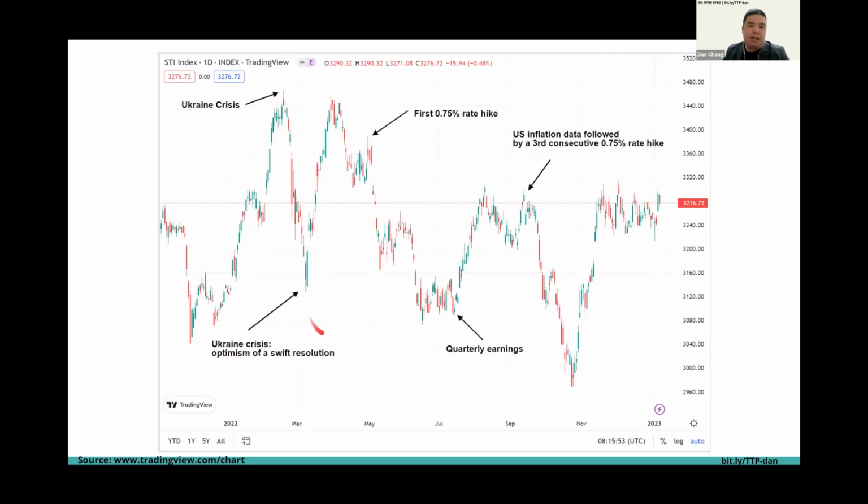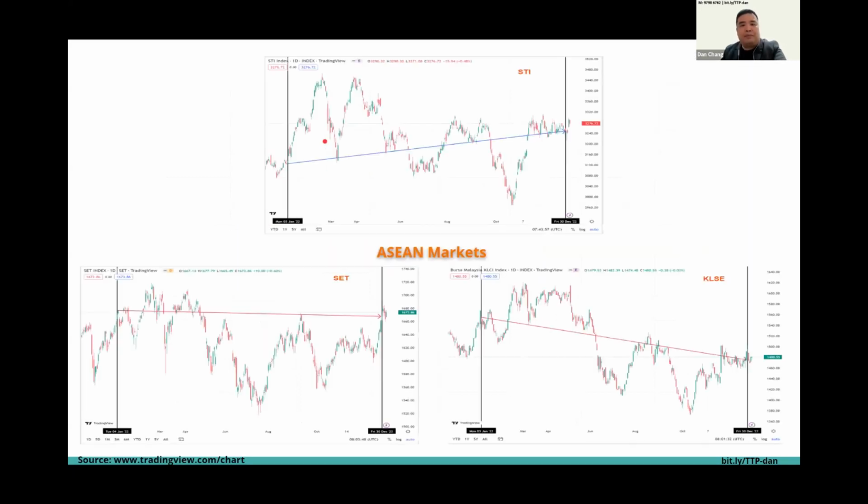Just two weeks later, there was talk of some news on the possibility of a peace talk, but of course it did not happen. But because of the news, our market actually recovered, the STI recovered. Let me backtrack a bit. You can see even Malaysia and Thailand also regained some of the losses.